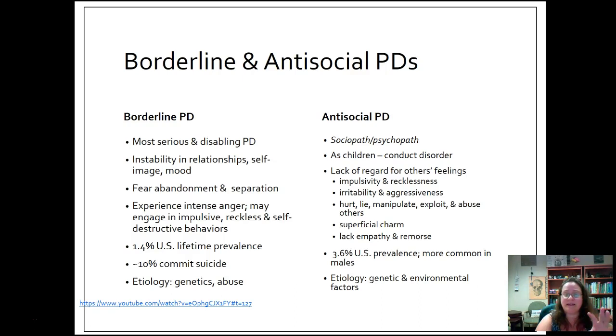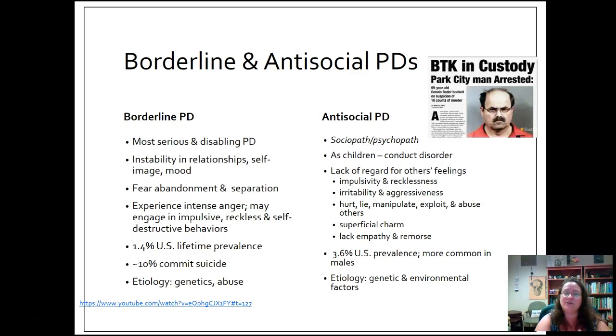So this is where we get the terms more of psychopath, sociopath. Individuals with antisocial personality disorder really just don't have regard for other people's feelings. So they might hurt others, lie, manipulate, be really falsely charismatic to get their trust. But when they hurt someone, they really don't experience a lot of empathy or remorse.